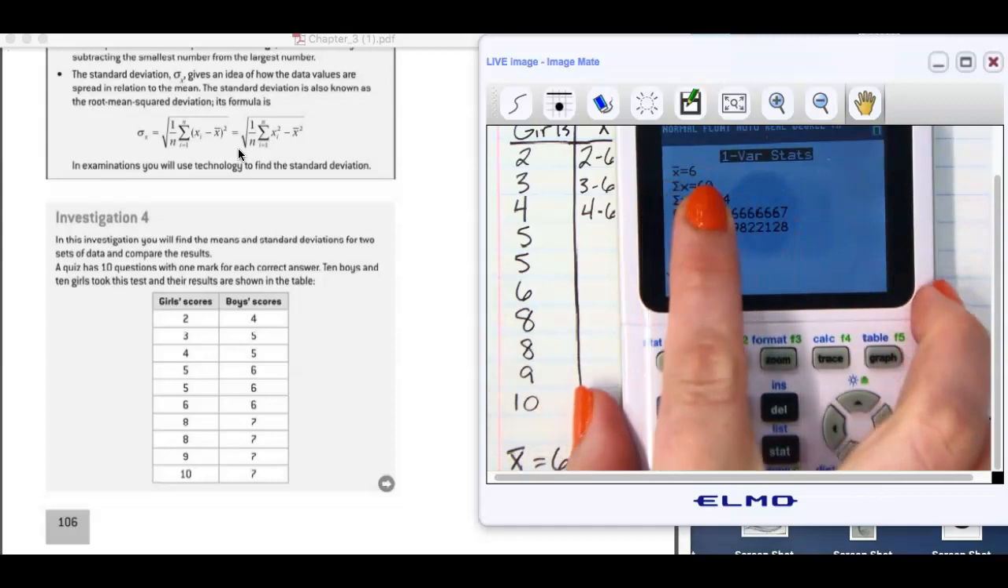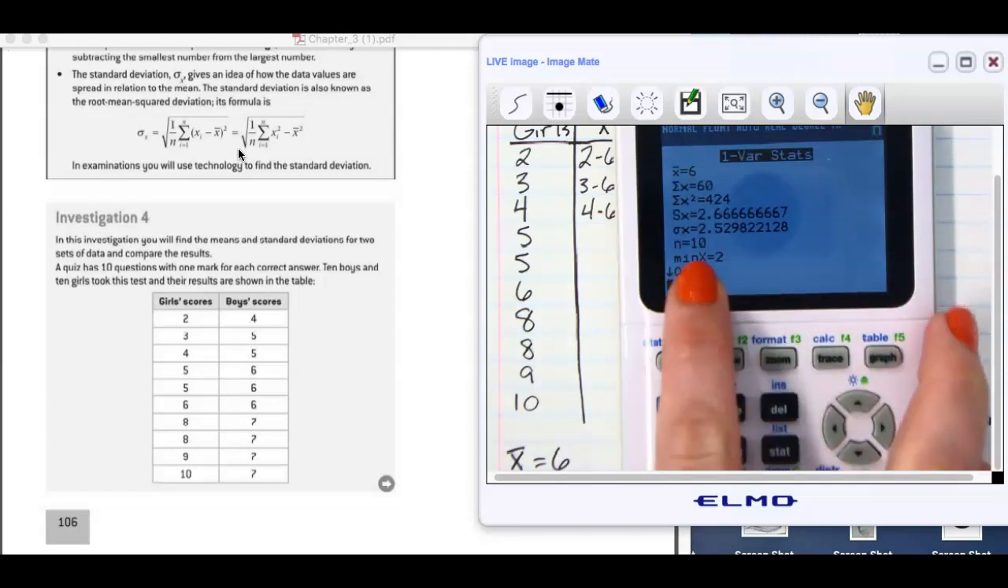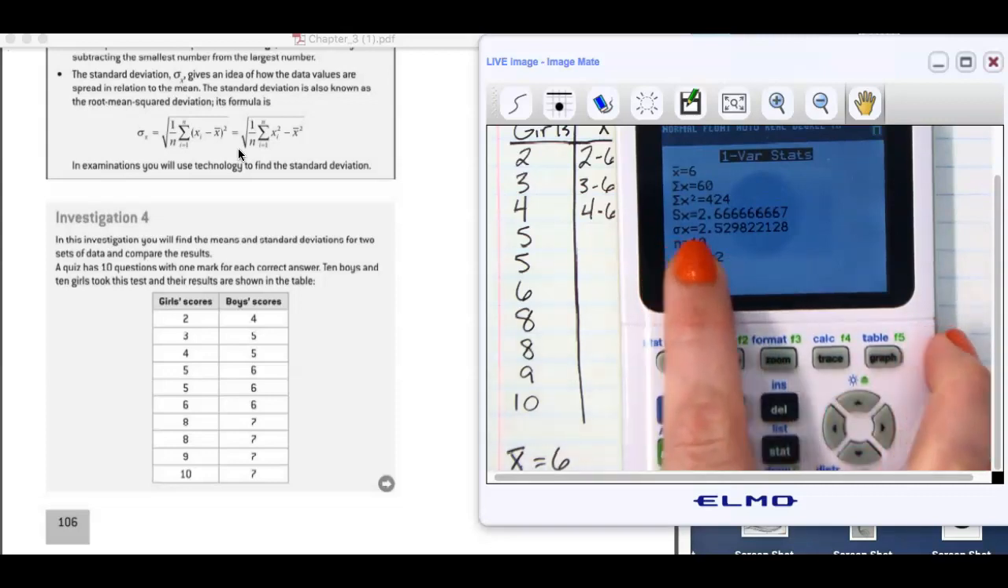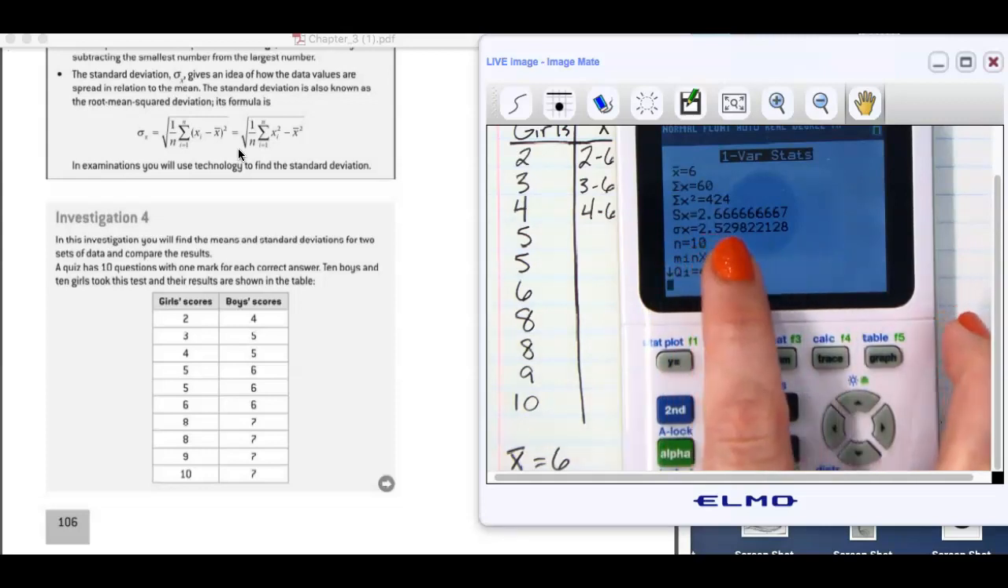So what this will give me is we have a mean. So x bar is the mean, which is 6, which is what we got down here by hand, right, when we calculated that earlier. N is our number of terms, so that was 10. Standard deviation, again, is the sigma x. So here it is 2.529, etc., which 2.53 to 3 sig figs is what we got.